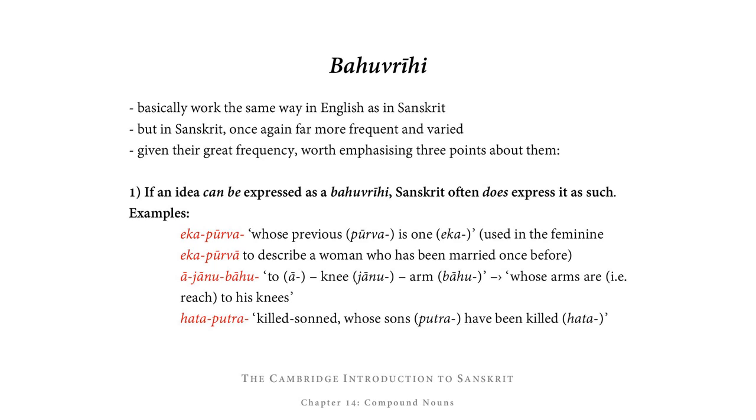We get words such as dvijanubahu. Dvi means two, janu means knee, bahu means arm, so this describes someone who is two-knee armed, i.e. whose arms are or reach to his knees. Then we get words like hataputra, which literally is killed son, i.e. someone whose son or whose sons have been killed.